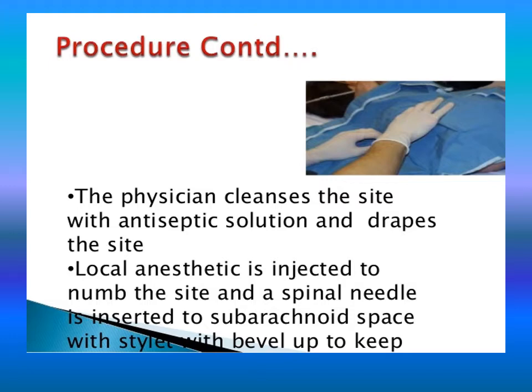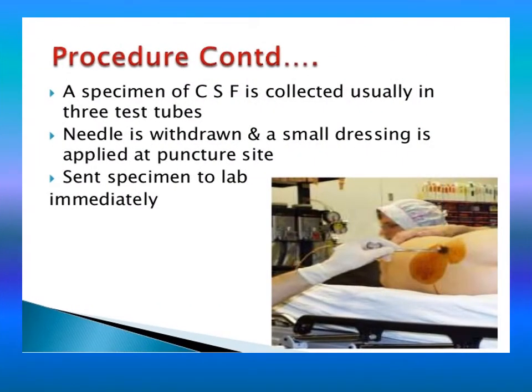Then the physician cleanses the site with antiseptic solution and drapes the site. Local anesthetic is injected to numb the site and a spinal needle is inserted into the subarachnoid space with a stylet with the bevel up, and a specimen of cerebrospinal fluid is collected usually in 3 test tubes. The needle is withdrawn and a small dressing is applied at the puncture site, and we have to send the specimen to the lab immediately.